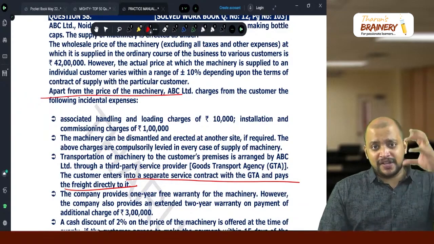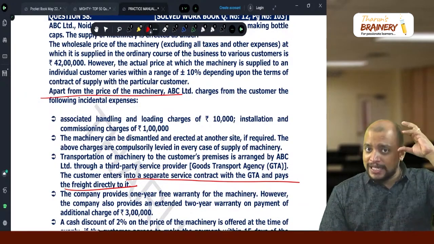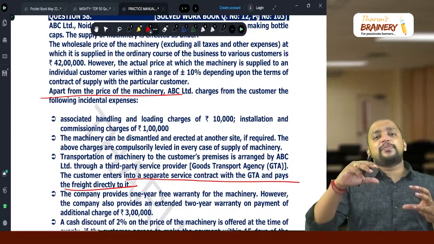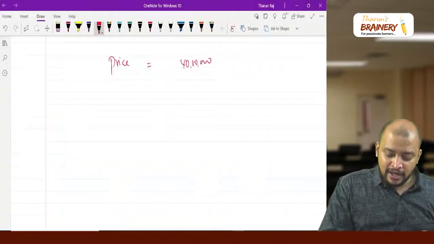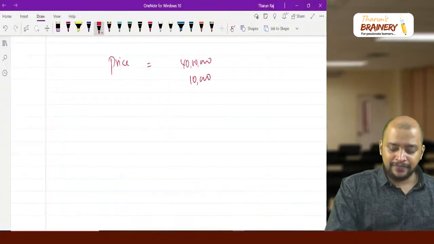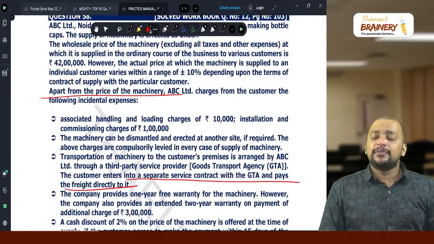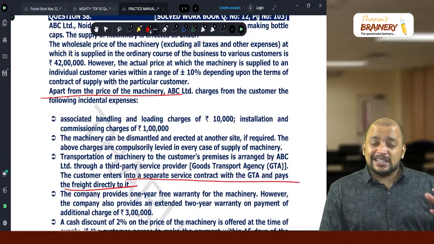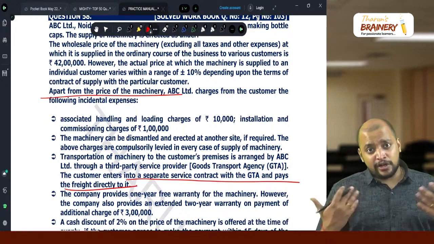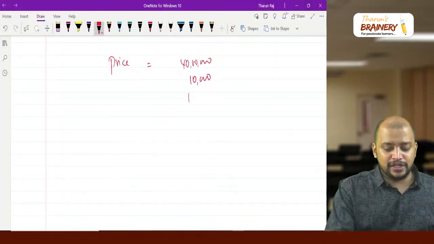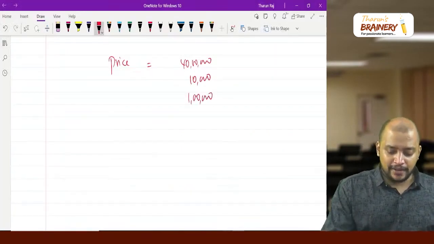And as per provision, first as per provision, we need to see. It is to be included as per provision. In the given price, it is not included. So we need to add. What is 10,000? Then again 1 lakh also same. So to be included because it is incidental and in the given price it is not included. So this is additional. So therefore we need to add 1 lakh.